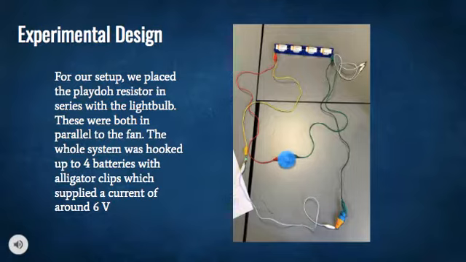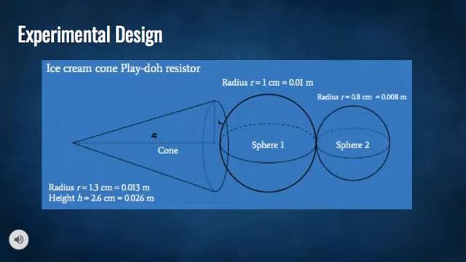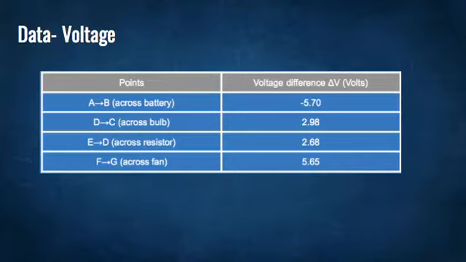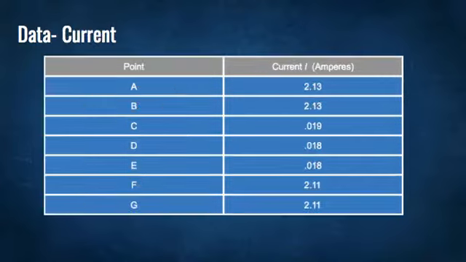This is our setup, which shows our ice cream cone shaped resistor and the fan and the bulb working together at the same time. Our resistor is broken up into 3 simpler shapes, a cone and 2 spheres, to help us calculate resistance of the total shape. This is data collected for voltage at several different spots in our circuit. This is data collected for current at several different locations in our circuit.